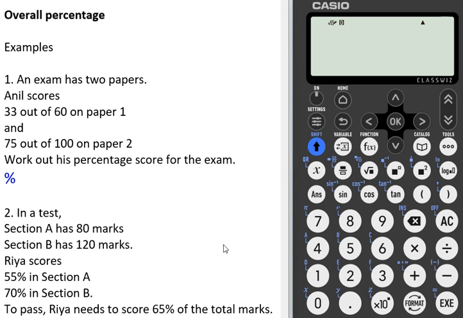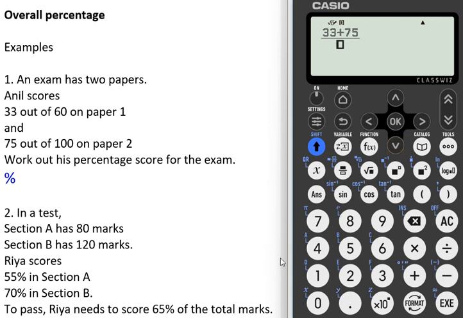So question 1, an exam has two papers. Anil scores 33 out of 60 on paper 1 and 75 out of 100 on paper 2. Work out his percentage score for the exam. I think it's probably easiest to do this as a fraction. So on the first exam he got 33 and on the second exam he got 75, so we're going to add those two together and then that's his total score for both.